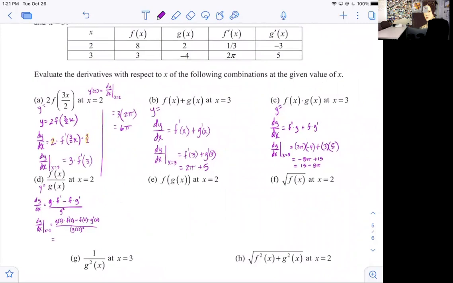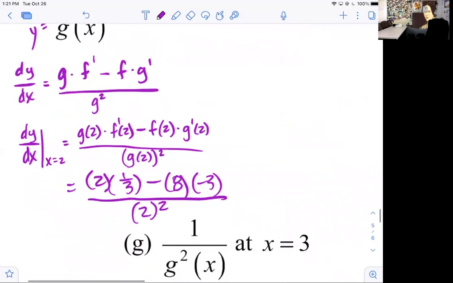g of 2 is 2. f prime of 2 is a third. That's the first time we've seen that guy. f of 2 is 8. g prime of 2 is -3. This part is not hard, but it is easy to mess up if you're not concentrating, as you already saw me do. g of 2 is 2, and then that's squared. So there's your free response answer right there.